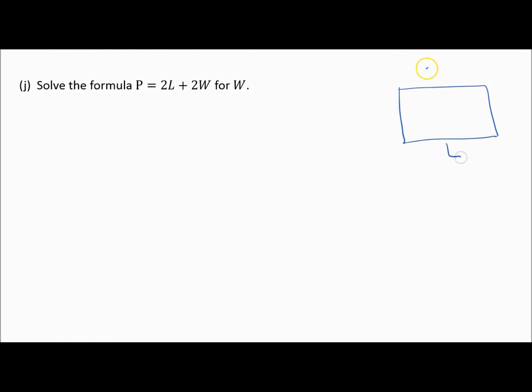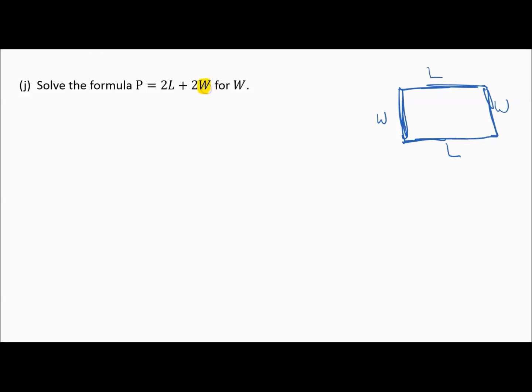So where L would be the length and W would be the width, and if you traveled all the way around, this would be L plus W plus L plus W. In other words, 2 L's plus 2 W's. That is just the perimeter, or the distance around a rectangle. Now, we're not asked to know that. All we're really asked for is to solve for W. So that's what we'll do.